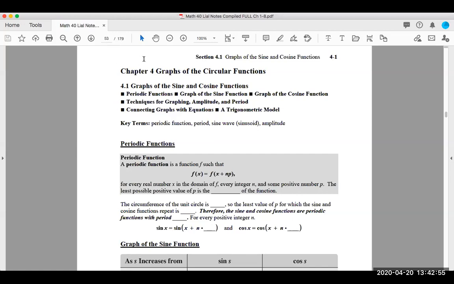Okay, I'm going to get into chapter 4. We're going to be talking about periodic functions, which all trig functions are. I'm going to go ahead and fill in this first page. A periodic function is a function f such that f of x is equal to f of the quantity x plus n times p for every real number x in the domain of f, every integer n, and some positive number p. The least possible positive number for p is what's called the period of the function.